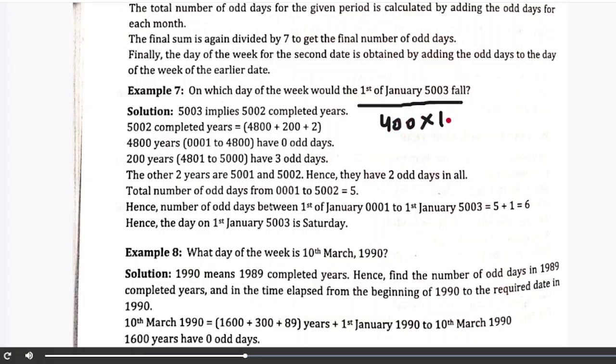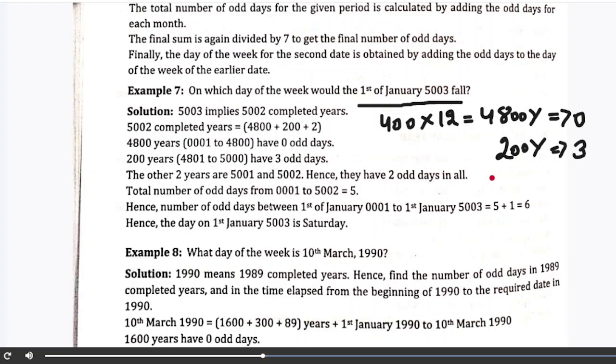That is 400 into 12. That is 4800 years. We got 0 extra days. Now, between 5003 and 4800, we have 2 centuries, that is 200 years more. In these 200 years more, we have plus 5 in 100 and plus 3 in 200 days. So it's 3 extra days. Now 5000 years are done.